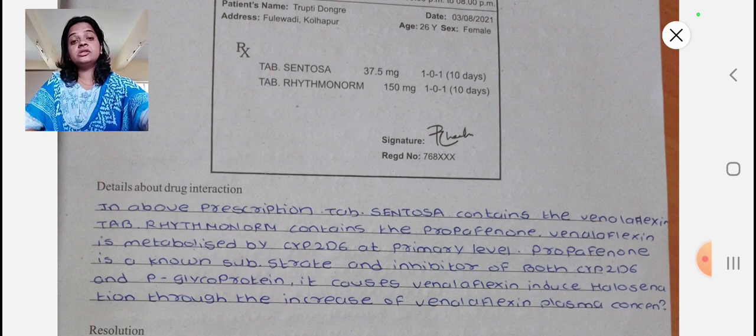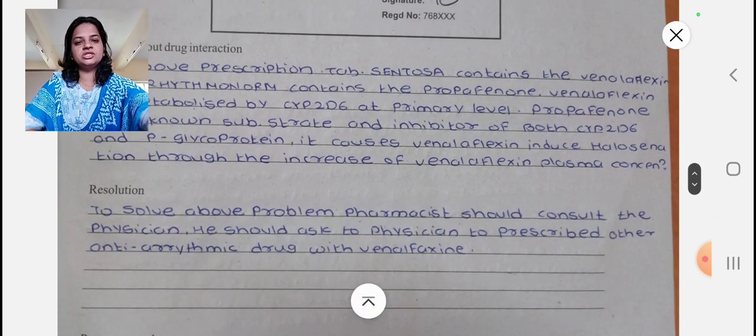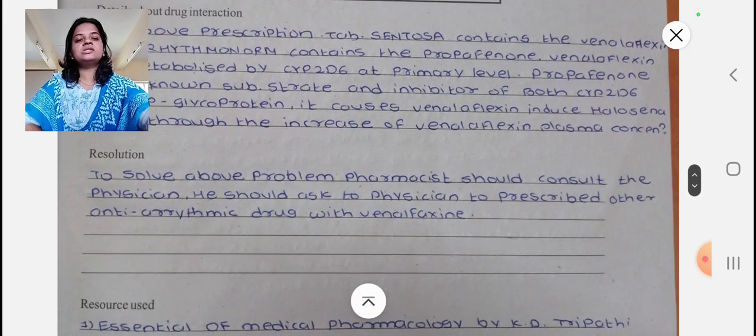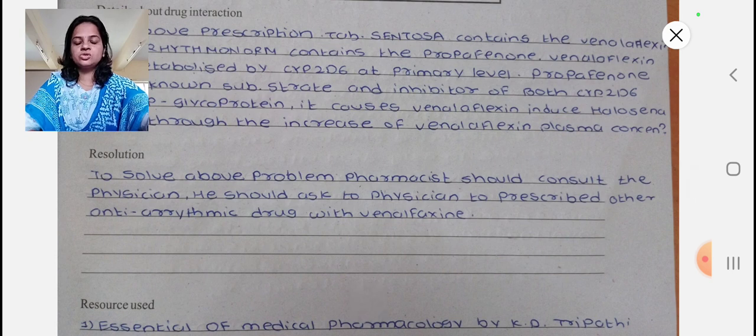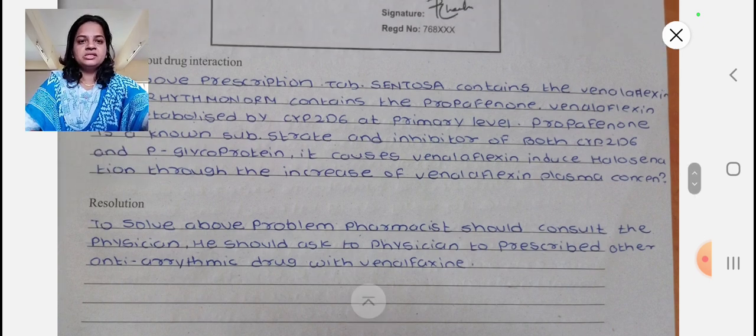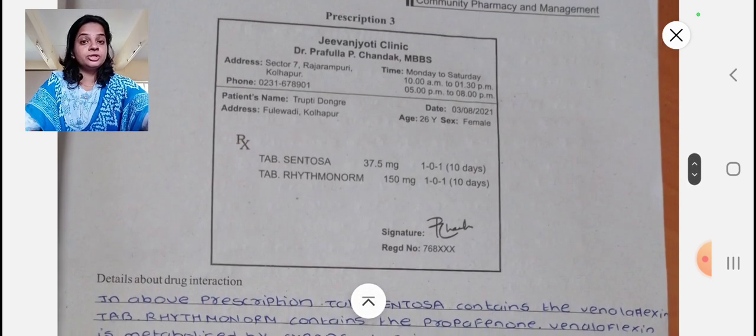Then now see, that is the resolution. What is the resolution? To solve this above problem, the pharmacist should consult the physician. He should ask the physician to prescribe another antiarrhythmic drug with the venlafaxine. Propafenone is an antiarrhythmic drug, and venlafaxine is an antidepressant drug. This is in the case of prescription 3.